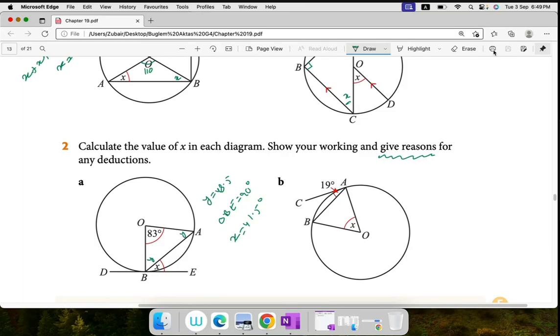Because CAO is a 90-degree angle, and we subtract 90 from 19, and then we get 71, and then 71 times 2 subtracted by 180 gives us x. 71 times 2 will tell that it is an isosceles triangle. And then we can get x.